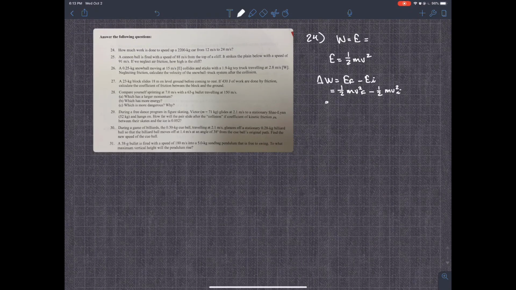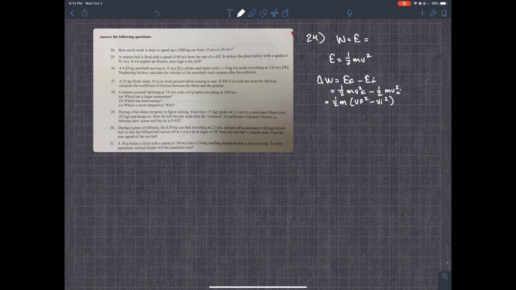And you can factor it, or rather, factor the other way around: half m times (vf squared minus vi squared). Remember that you can't pull the squares outside the bracket because that's violating math laws. A lot of people forget that. You're not allowed to take the square and factor the square outside the bracket. That'll give you a completely different value.